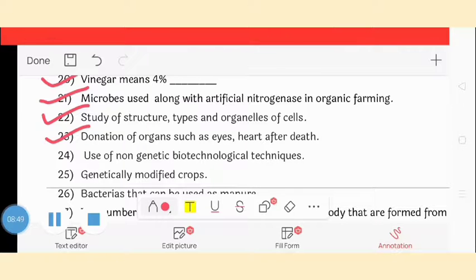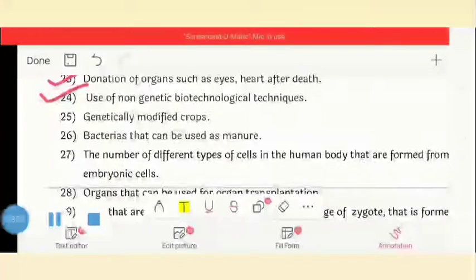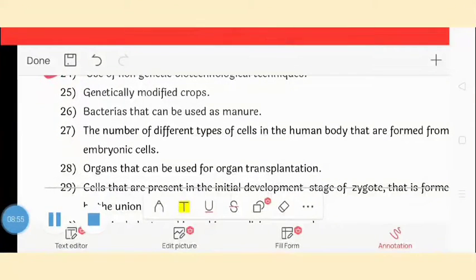25th question is genetically modified crops. Which are the genetically modified crops? The answer is BT cotton, BT brinjal, golden rice, herbicide tolerant plants, etc. This is the correct answer for genetically modified crops.